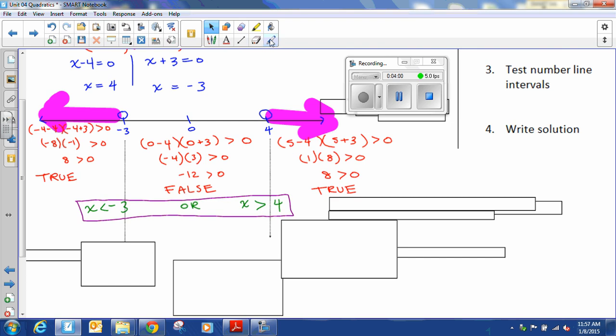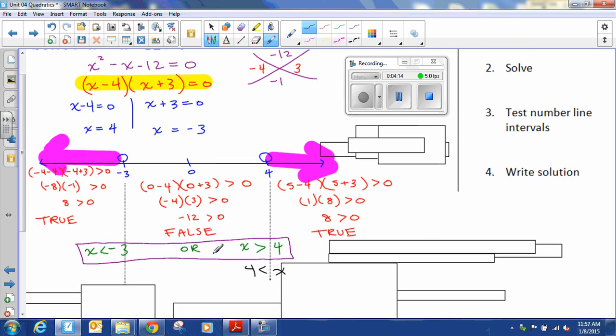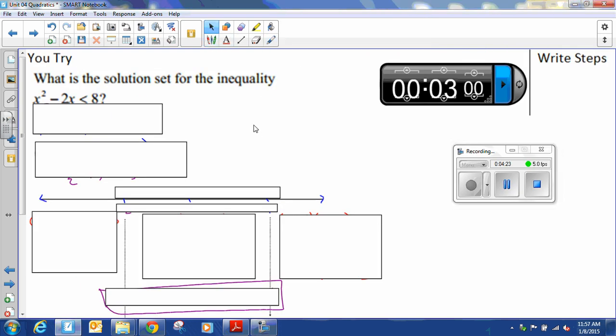Now you could have written this as 4 is less than x. That would have worked too. So there it is, all put together. This is your final answer: your compound inequality, your graphed number line, and your solution set to the equation, which is really the inequality.